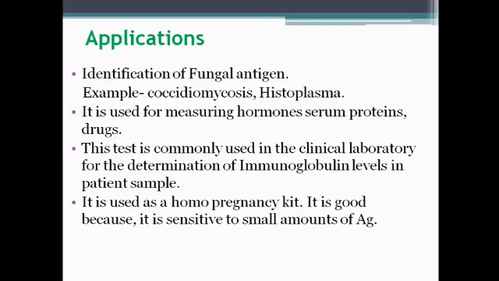So this is all about immunodiffusion and electrolyte analysis by the ion selective electrode method. In immunodiffusion there are two types, radial and double diffusion, their main applications, and the principle of this diffusion, why it is called radial immunodiffusion and why it is called double immunodiffusion.